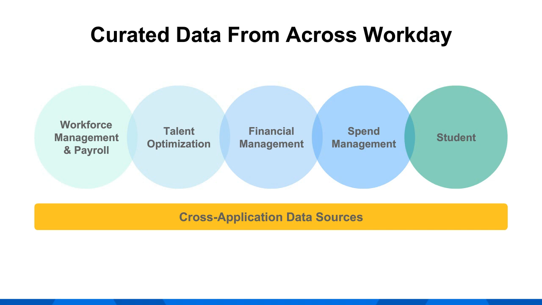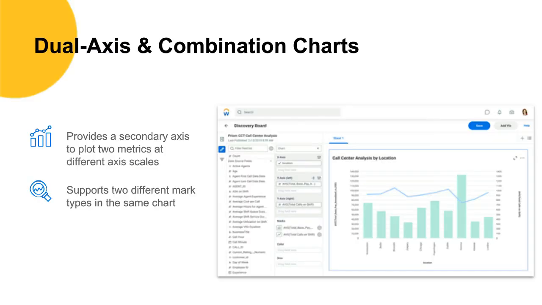Here are a few more capabilities that we can take a look at. For starters, besides being able to drag and drop, which is already a huge shift from the existing report writer paradigm, you can also create impactful visualizations like dual axis and combo charts, where you can define a secondary axis so that you can plot metrics of varying scales of magnitude.